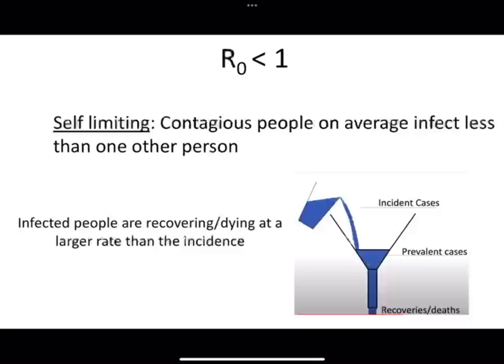But yeah, this is a situation where infected people are recovering faster or dying faster than new cases are coming on the scene. So this is an example of a disease that, you can't even call it an epidemic, like an outbreak or whatever, that's going to self-limit itself.